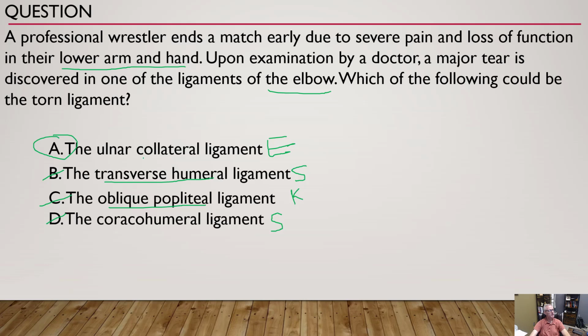And remember that I said anytime you see collateral, kind of think of the elbow. We have several different collateral ligaments elsewhere in the body, but we did not go over that. You're not going to have to memorize those. So for purposes of your quiz and exam, anytime you see collateral, that's going to be the elbow.